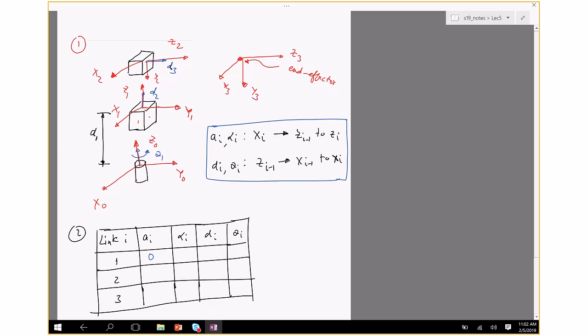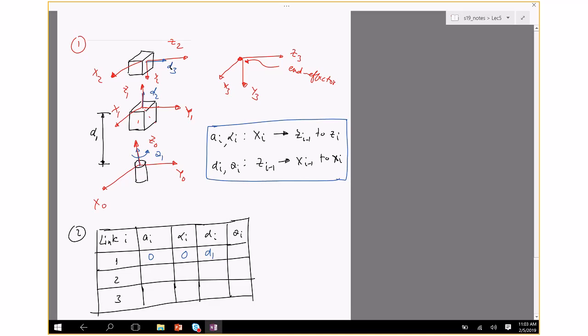Okay. Next, I look at the angle between z0 and z1 along x1. So angle between z1 and z0 along x1. So if I look at it from this way along x1, what's the angle? It's simply 0. Okay. Next, d1 theta1. I put i equals 1. I need to look at the distance from x0 to x1 along z0. So distance between x0, which is this, and x1 along z0, along this axis. It's d1. So that's d1.